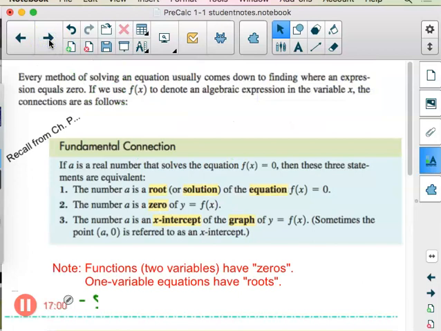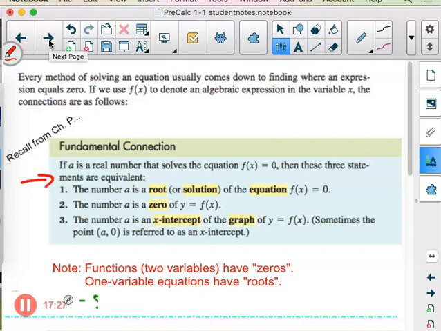Now, I'm going to have a couple of boxes here, which tells us we've got a summary of information coming up of good things that we could use. So every method of solving an equation usually comes down to finding where an expression equals 0, because those are the solutions. If we use f of x to denote an algebraic expression in the variable x, the connections are as follows. So the fundamental connection is when we are trying to find where f of x equals 0, we have lots of names for doing the exact same thing.